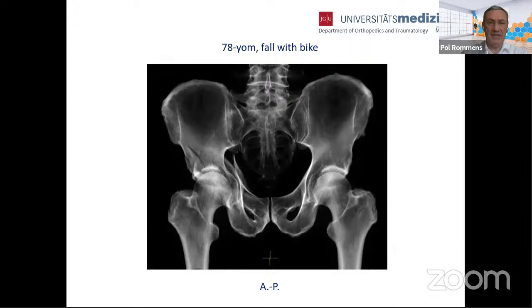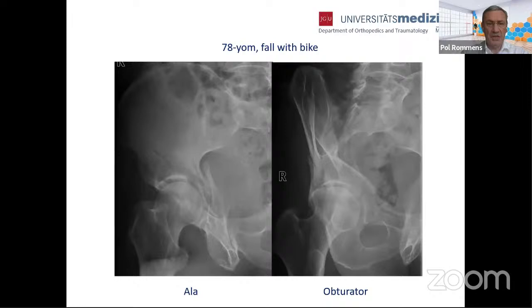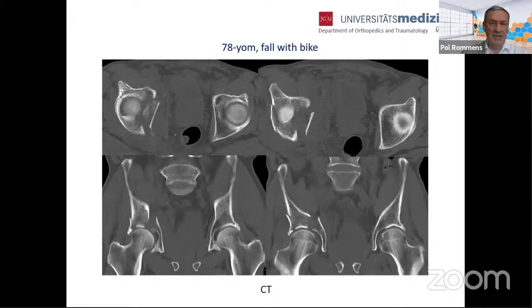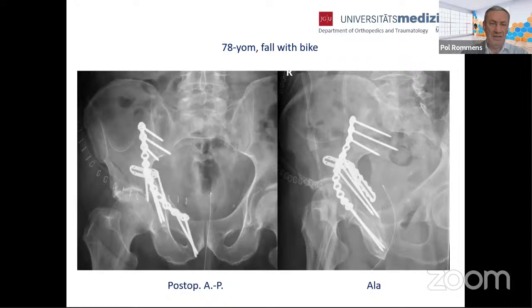Another case is a 78-year-old male fall with a bike. You see here again the typical anterior column posterior hemitransverse fracture with a displacement of the quadrilateral surface towards medially, and no damage to the femoral head, and no subchondral impaction in that case. So the main task in this surgery is to control the place of the quadrilateral surface.